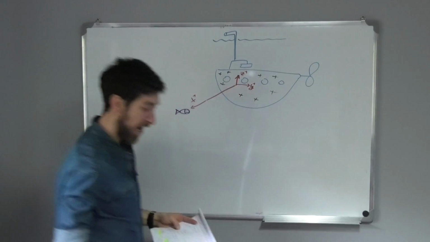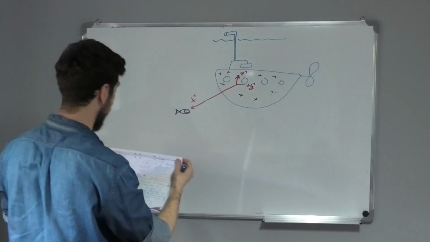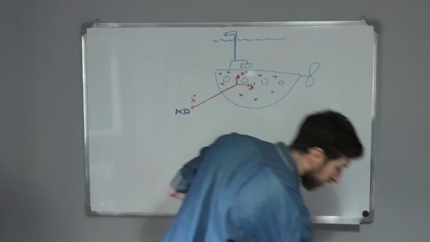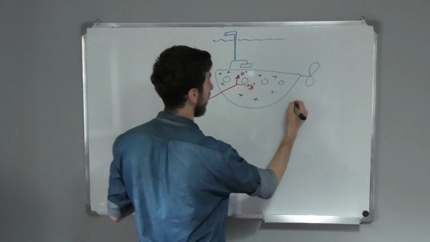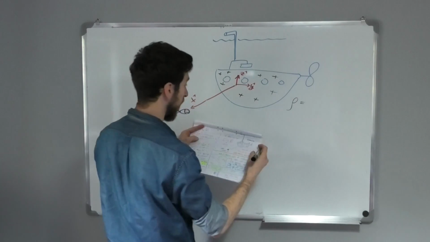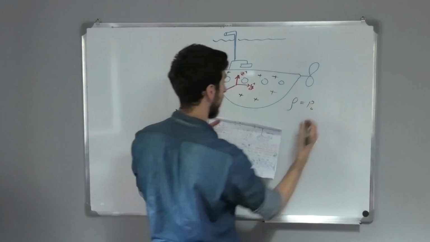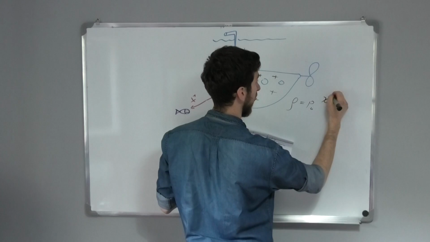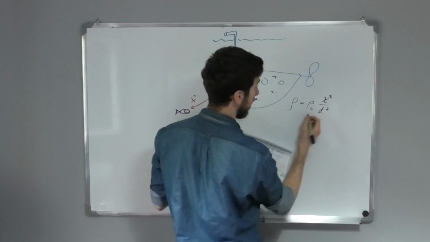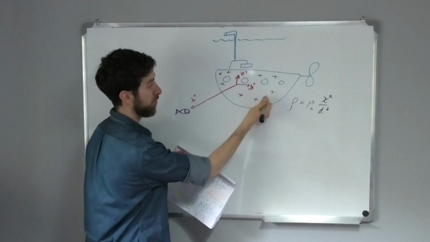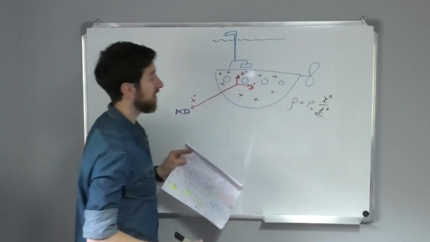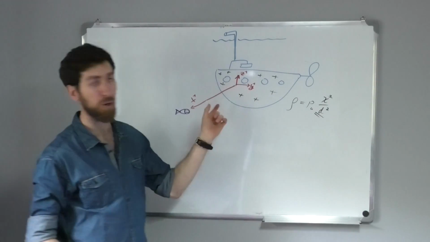And the first question I want to ask you, before we start everything, what is the charge? Let's say that the charge is rho 0 x squared over d squared. The 0 means it's positive, and d is the thickness of the wall.